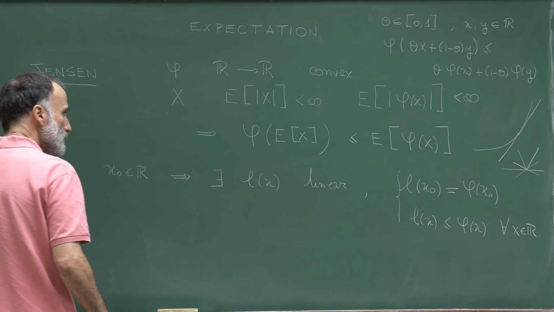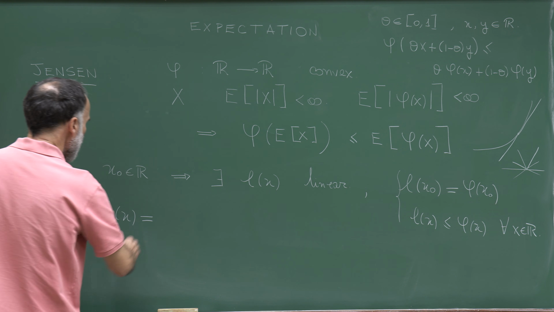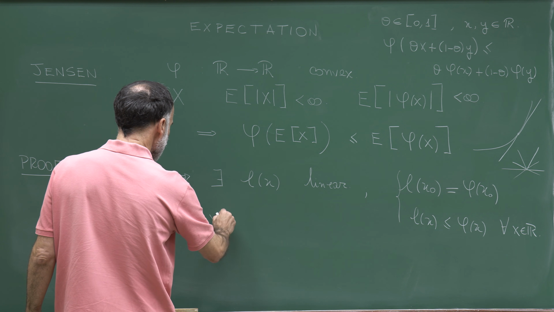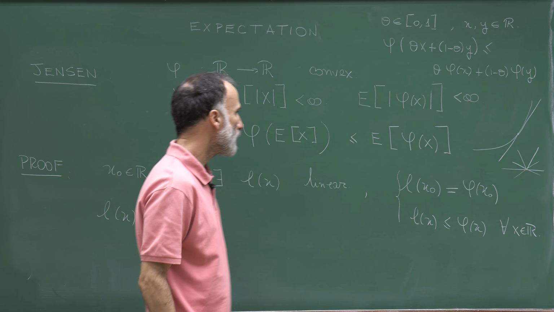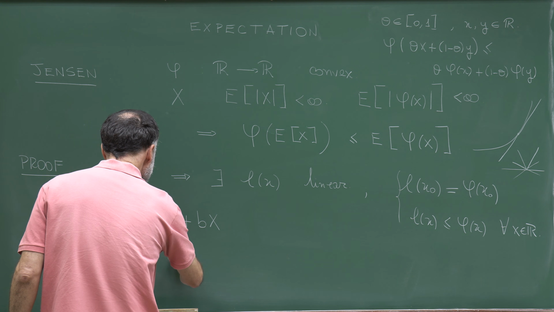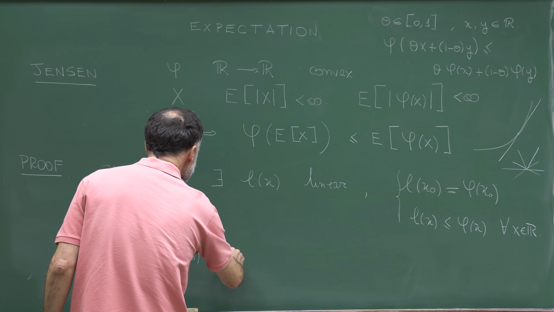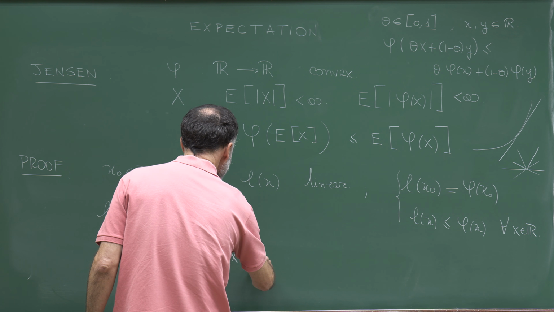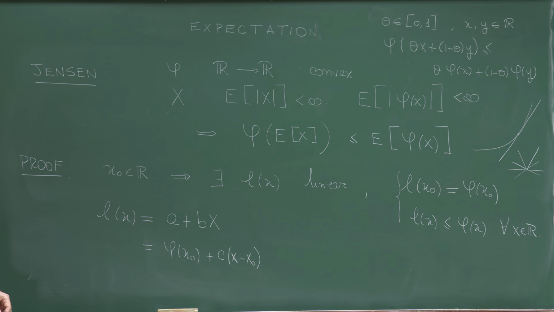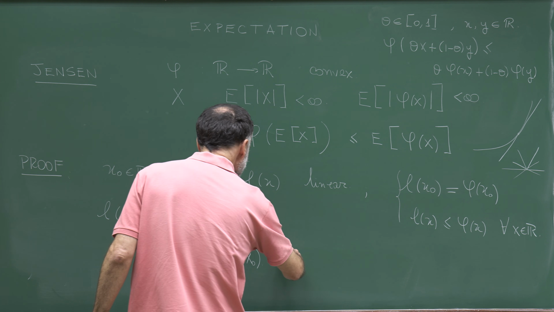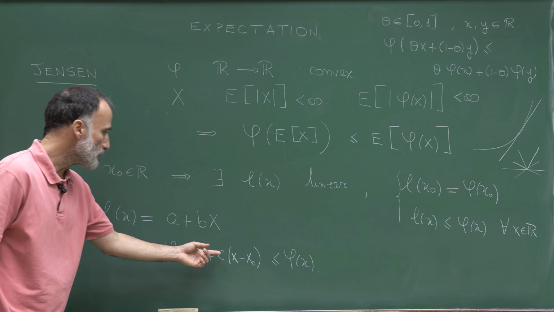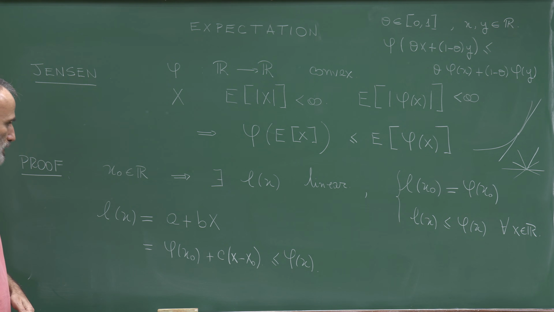So since L is a linear function defined on R, L can be written as a plus b x. But now by using the fact that L is equal to phi(x0) at x0, this means that I can write L as phi(x0) plus some constant c times (x minus x0). So this is the expression of all linear functions which at x0 are equal to phi(x0). And I know that, by the fact that phi is convex, it's bounded. So I know that there exists a c for which this inequality holds for all x in R.